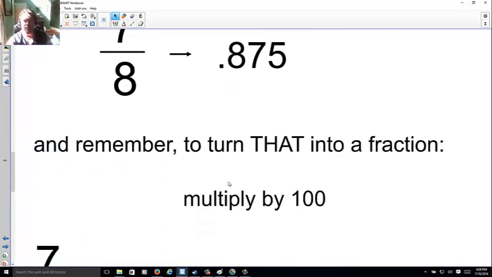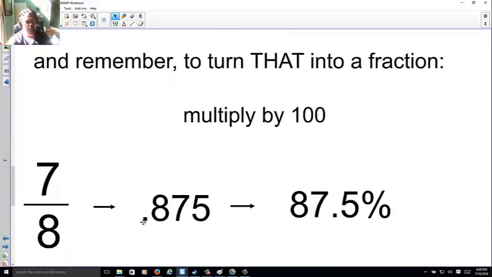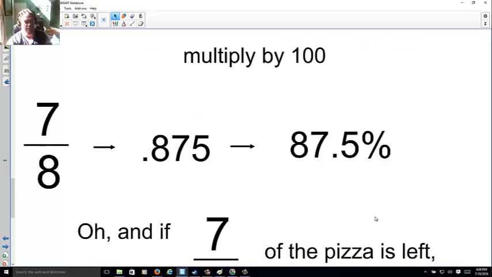Now remember, you turn that into a percent, you simply multiply it by 100. So you take 7/8 or 0.875 times 100, and you get 87.5%, meaning there's still 87.5% of pizza left from that one whole pizza that it was.